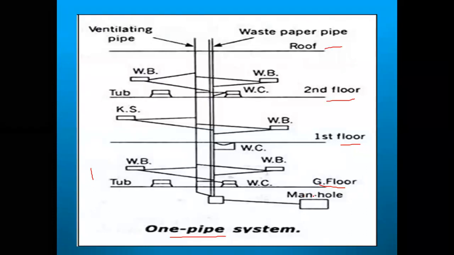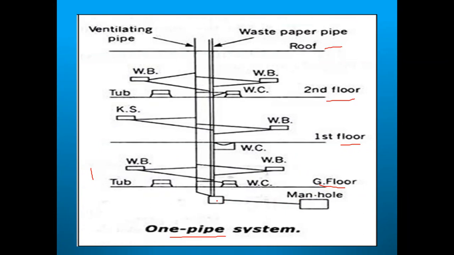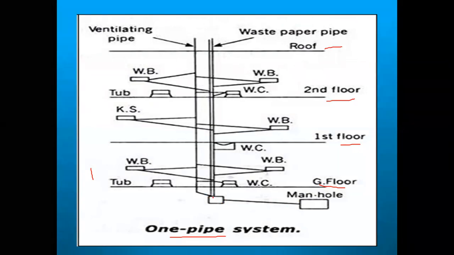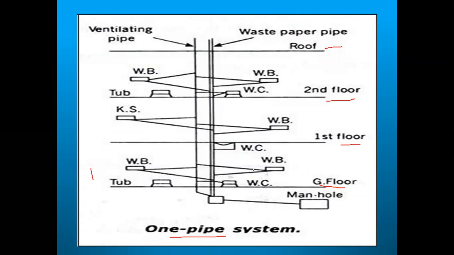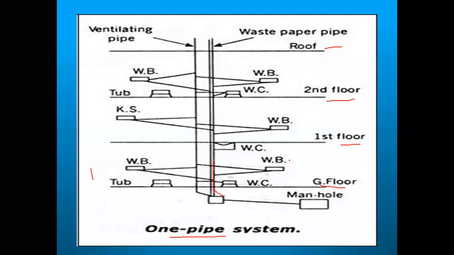So here you are having the manhole or septic tank. Here it is connected to the one system. The vent pipe is towards the roof. Next, the wastewater pipe. The waste pipe is connected to the other pipe, up to the roof. Now if you see the ground floor, it is a water closet. Water closet is nothing but a commode.